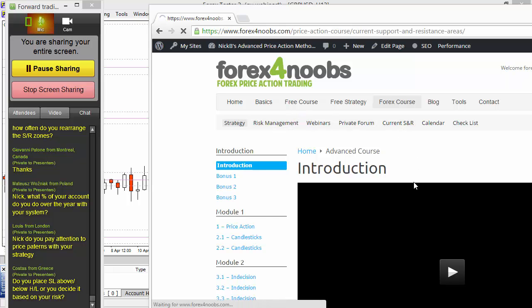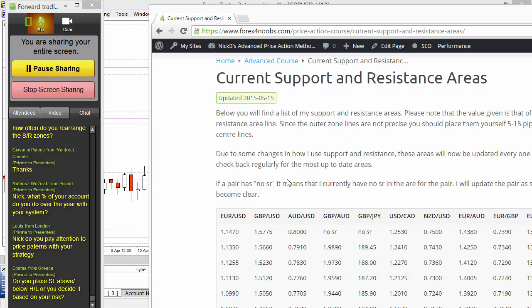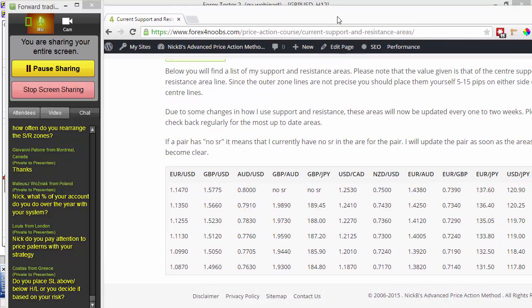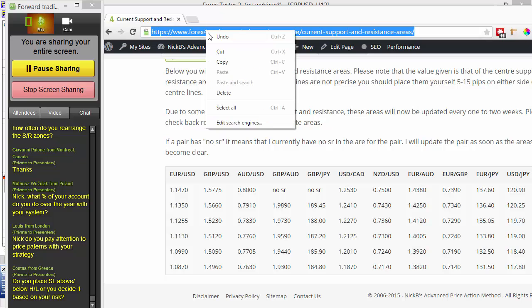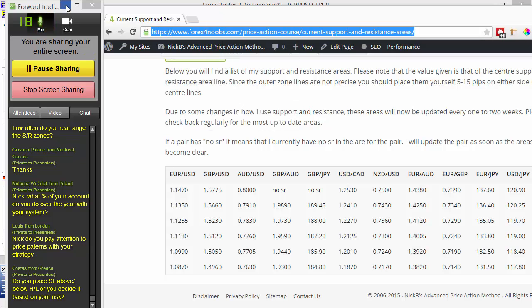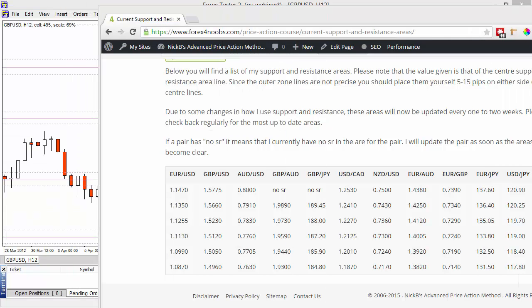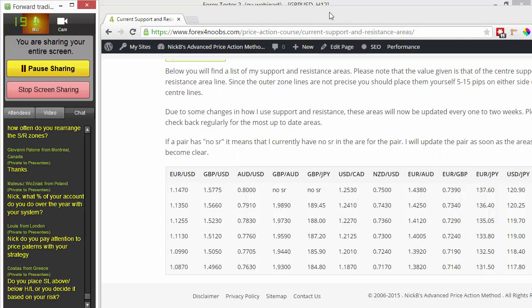Current SR. So yeah, there's support. My support resistance areas are all listed on this page. All right, I need to move this so I can paste it in. But I also put them in my blog. I do weekly analysis in my blog. Anyway.